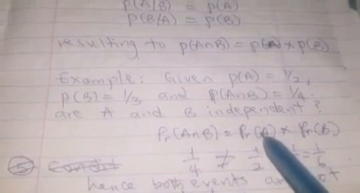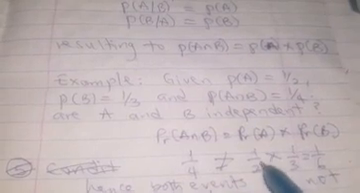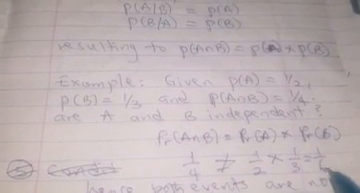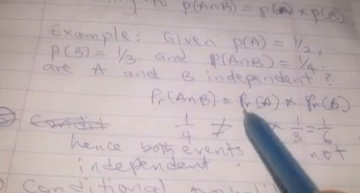Compared with the probability of A, which is 1 over 2, times the probability of B, which is 1 over 3. After multiplying, we get 1 over 6. So you see, both events are not independent. If they are independent events, then the values must be equal. The probability of A intersection B must be equal to the probability of A times the probability of B.